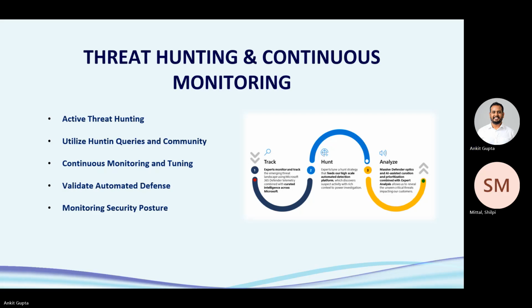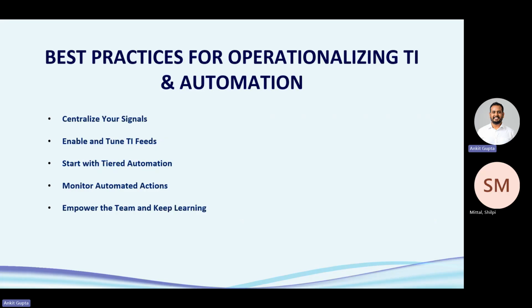Finally, track metrics like mean time to respond and incidents per analyst. Automation should drive these numbers down, freeing analysts to focus on complex threats. If improvements stall, revisit processes or configurations. In short, treat TI and automation as living programs, not set and forget. Hunt proactively, refine detections, and monitor performance so defenses continually adapt to new threats.